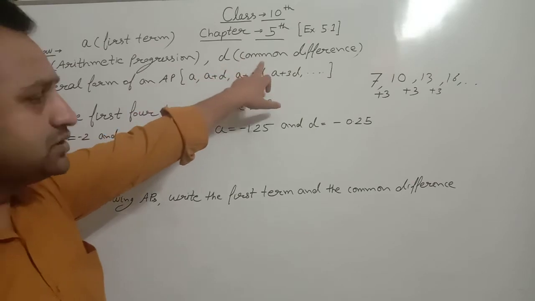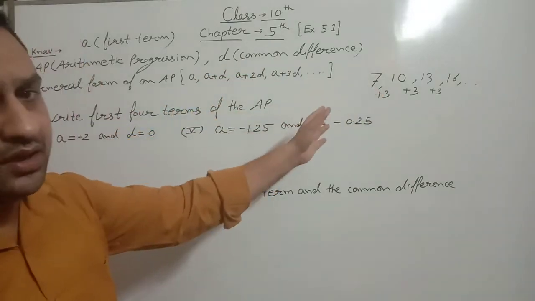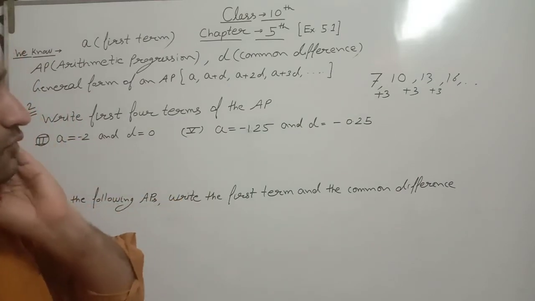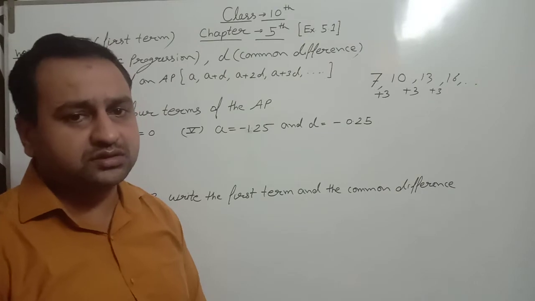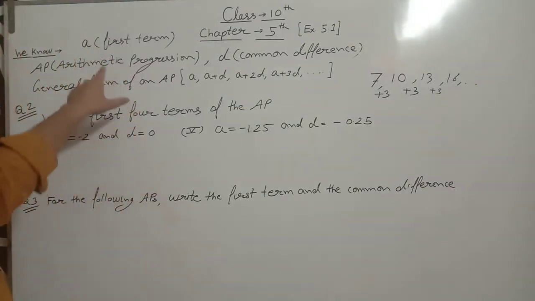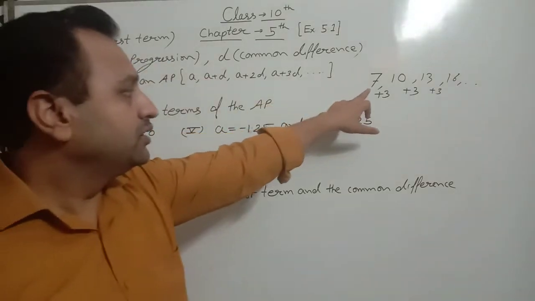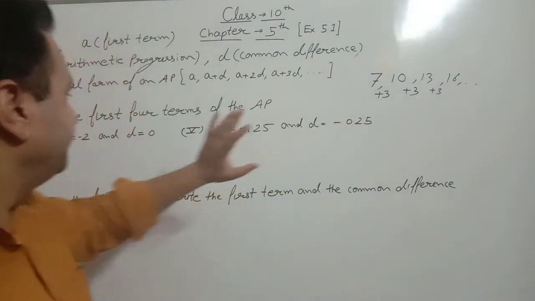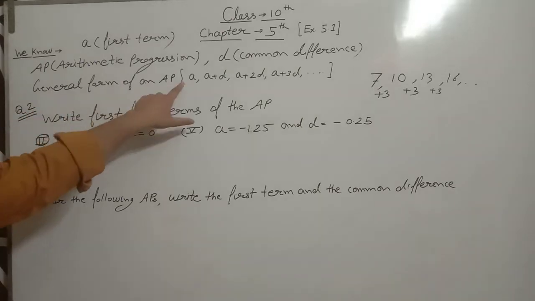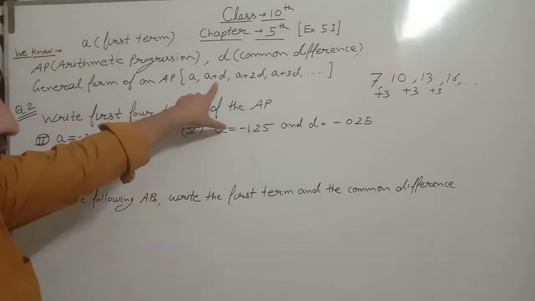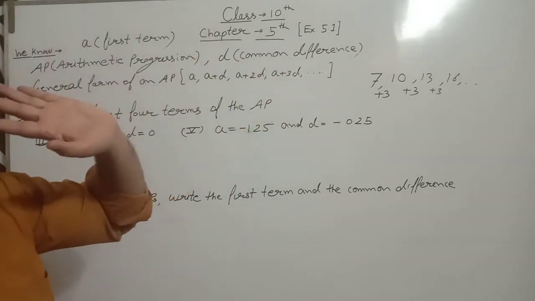D is the common difference. It means the difference between the second term and the first term. We already discussed that the common difference may be negative, positive or 0. Small a indicates the first term. And the general form of an AP is a, a plus d, a plus 2d, a plus 3d and so on.